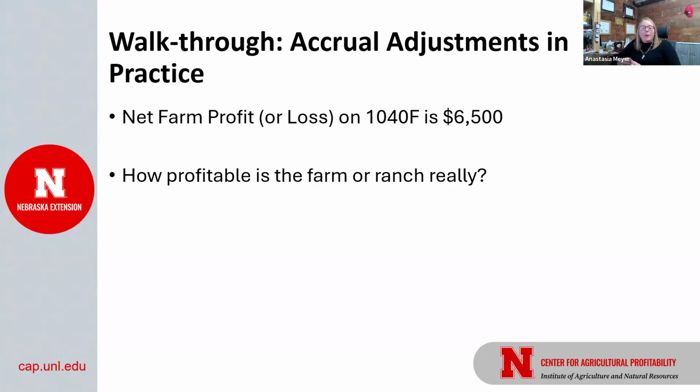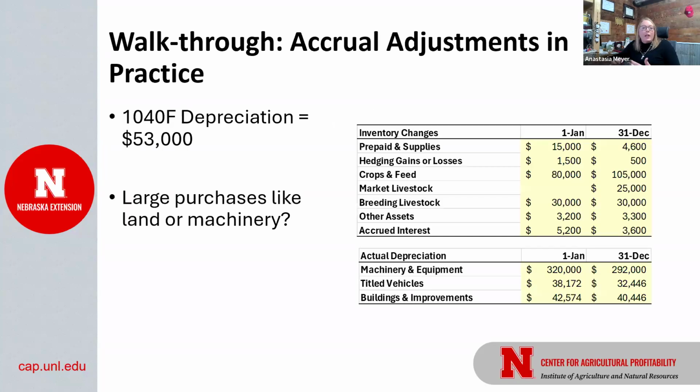So let's say that we had a farm or ranch, and on our 1040 or our Schedule F, our profit is $6,500. That's what taxes say. But how profitable was that farm or ranch really? So again, we need some more information. So we went and we created some more information.